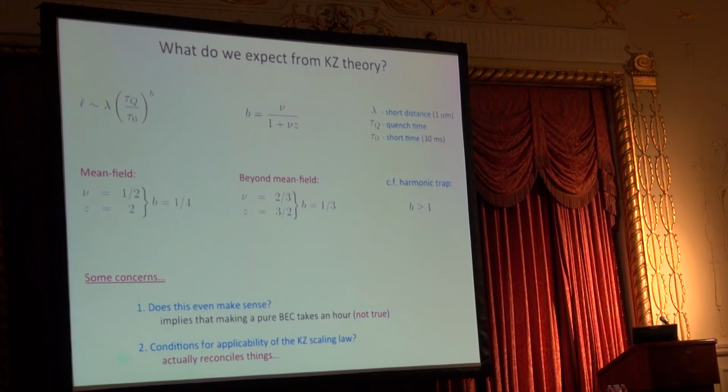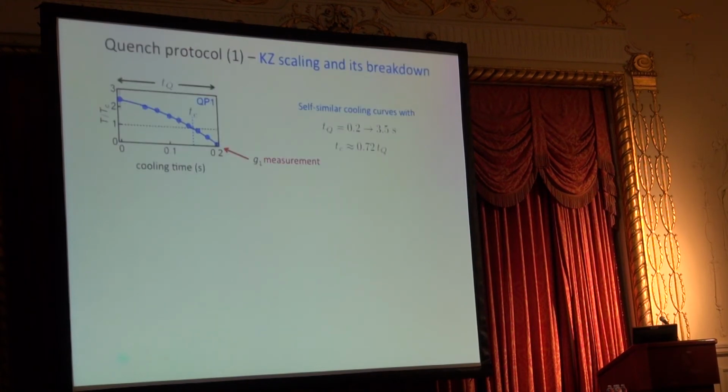So to do this, I'm going to have to show you two different quench protocols, but let's start with the simple one. The simple quench protocol is the first thing you would think of. Let's just cool at different rates, okay? And we cool at different rates in a sort of self-similar fashion, right? So what we do is we always follow exactly this trajectory. This is data on top of some simple polynomial fit.